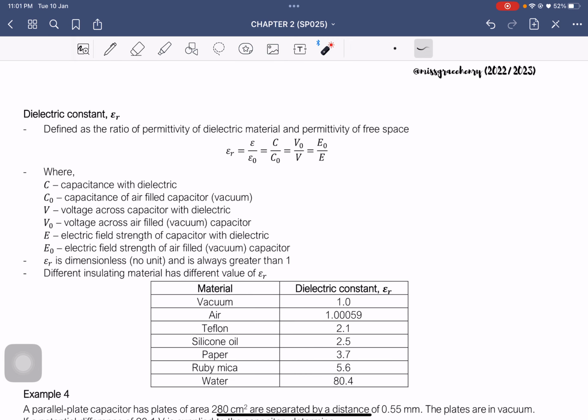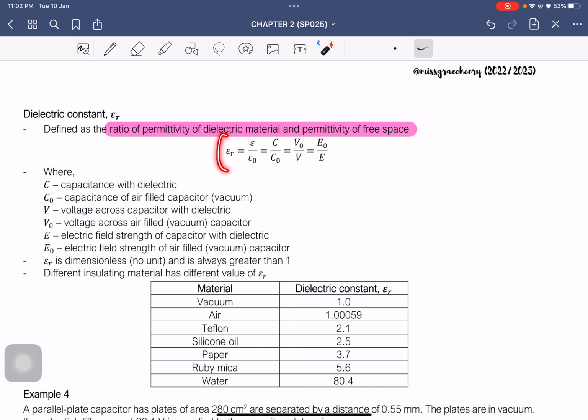Alright. For the dielectric constant, it is epsilon R. It is defined as the ratio of the permittivity of the dielectric material to the permittivity of free space. So this formula you have to remember. I don't really think it's given in the formula sheet. I'm not sure. I don't remember.